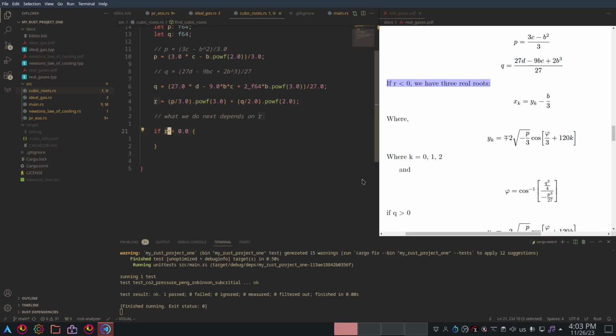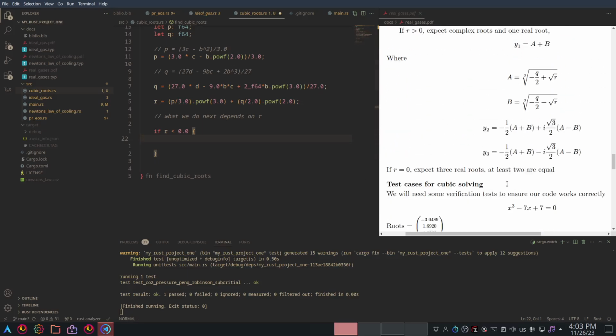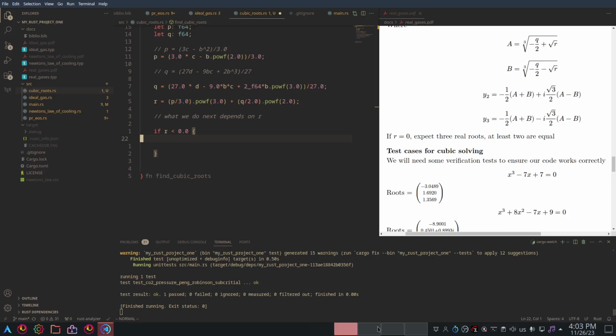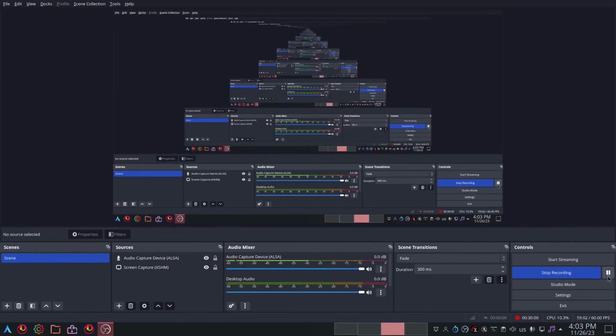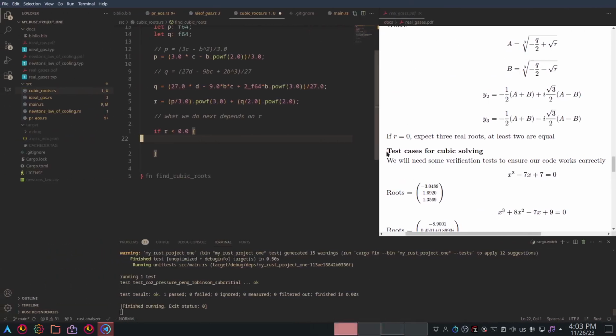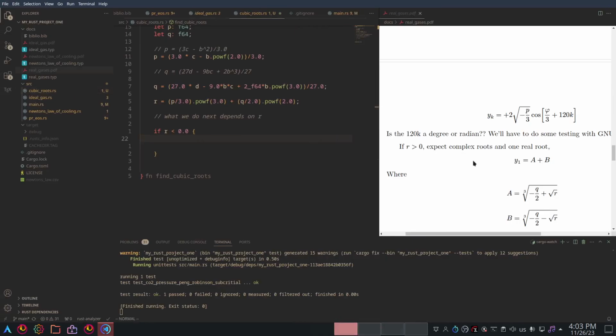So the condition is a boolean, which is a true or false value. This allows us to evaluate whether R is less than 0. So if R is less than 0, we are going to execute a bit of code. If it's more than 0 or equal to 0, then it's going to be another case. So let's just go through with it.